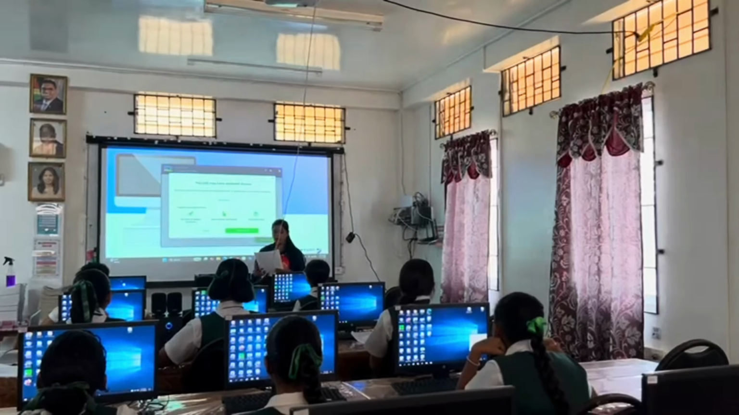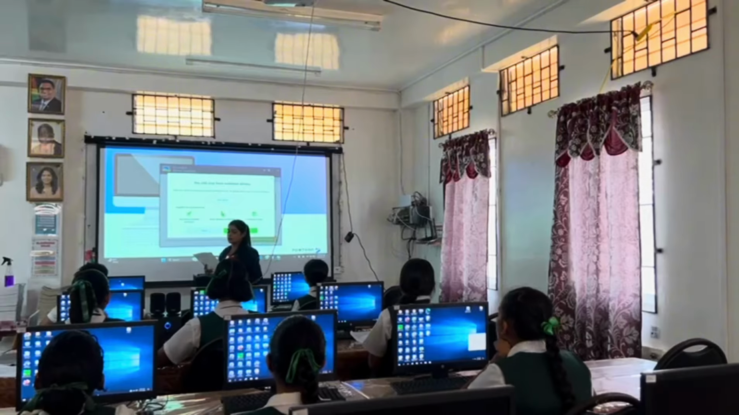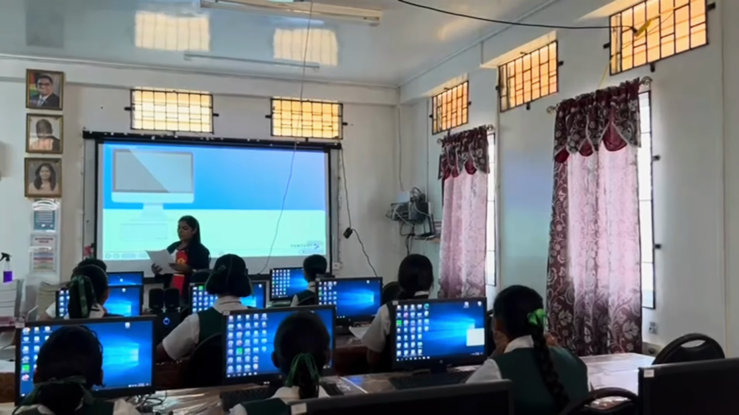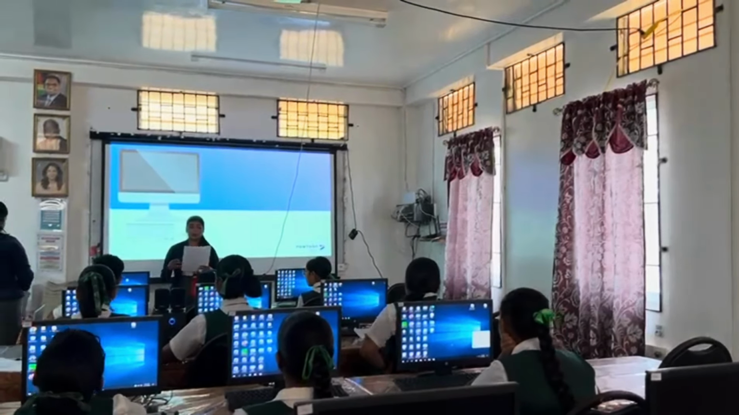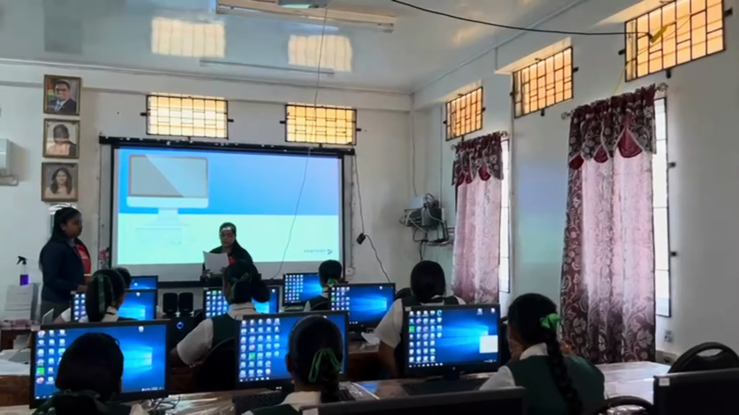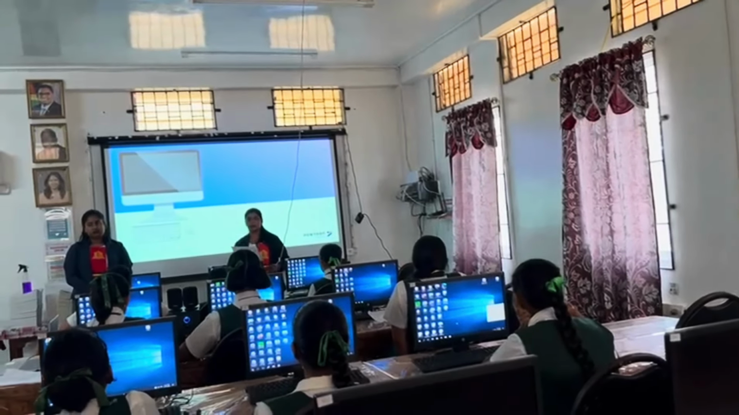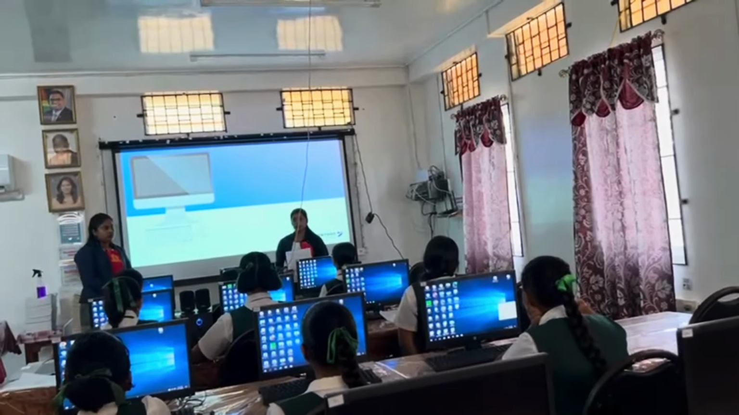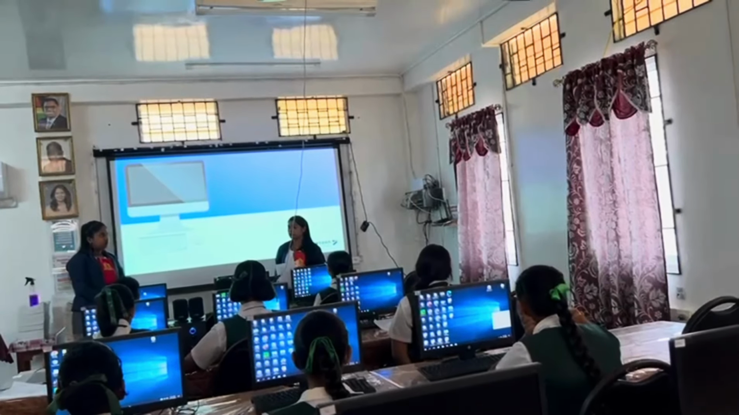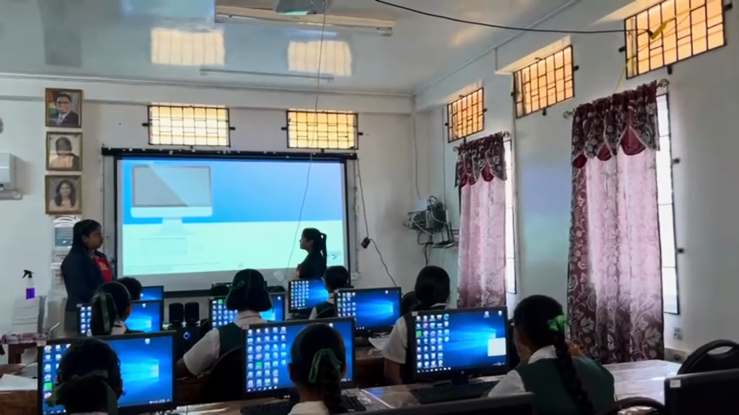Good. Functions of the monitor: it shows text, pictures, and videos. It also allows the users to see the work that is being done, right? And it displays the results of processed data. Good. Do we understand that? Can we move on now? Good. Let's move on to the other part of the computer.